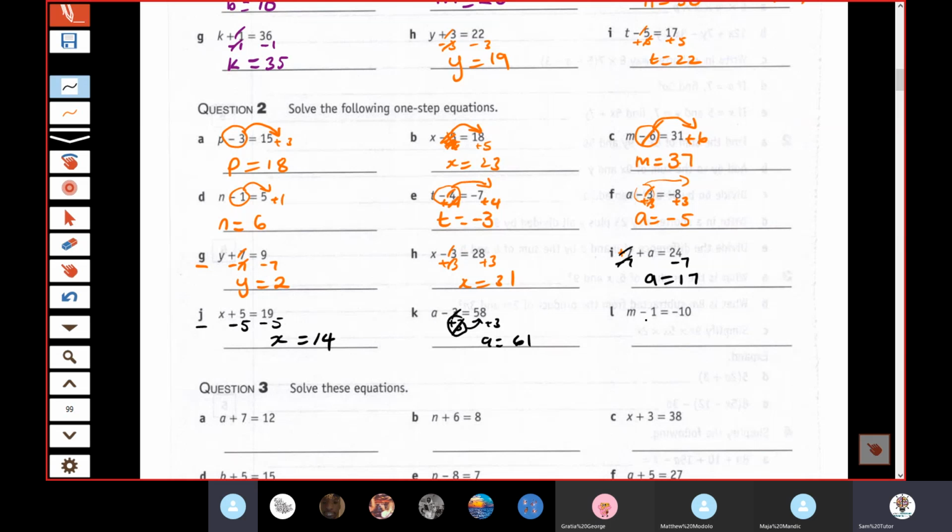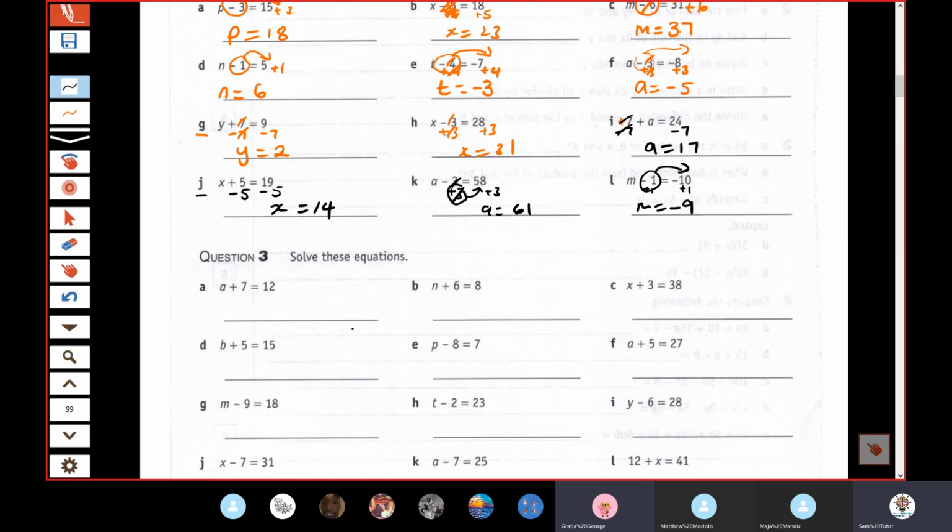And we'll finish this last one off. You plus 1, or again, the way some of you like to do it is just move that over there. So M equals minus 10 plus 1, not 11. It's negative 9. All right.